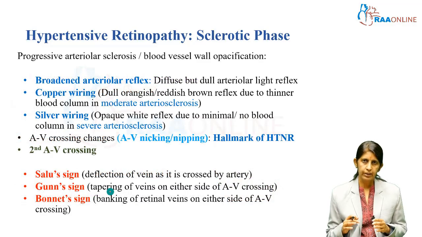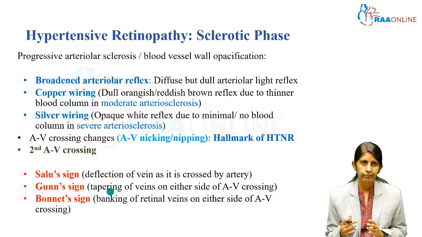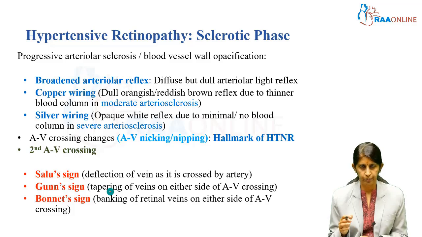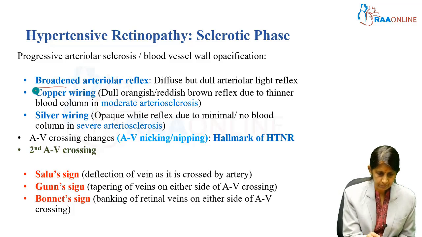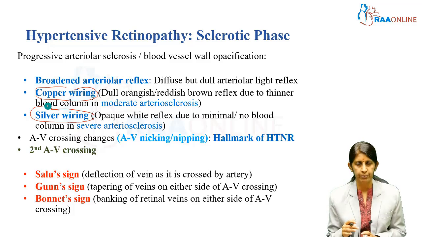Then, in the sclerotic phase, as hypertension advances, there is progressive arteriolar sclerosis, and slowly the blood vessels will undergo opacification. This broadened arteriolar reflex is diffuse but dull, and the next stage is copper wiring. Now, these are very important: copper wiring and silver wiring are very important words in ophthalmology.